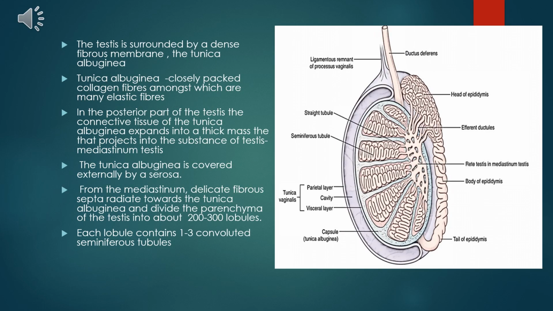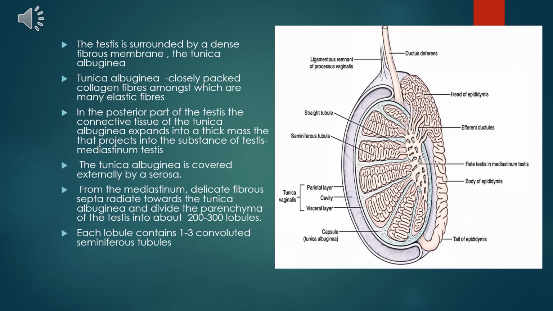The testis is surrounded by three coats. The first one is the tunica vaginalis. It consists of two layers, the outer parietal and inner visceral layer. The second one is the tunica albuginea. It is a white fibrous, very dense coat and it covers the testes all around except the region posteriorly where there is entry of the testicular nerves and vessels.